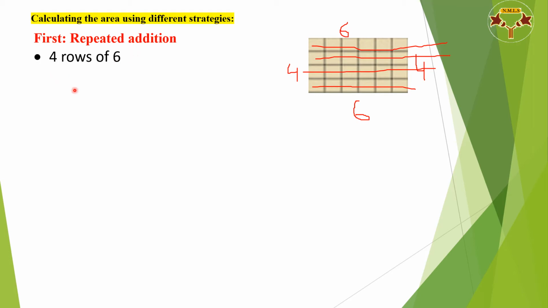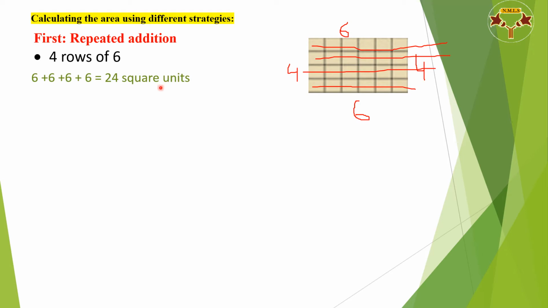Then we can say 6 repeated how many times? 4 times. 6 plus 6 plus 6 plus 6. 6 plus 6, 12. 12 plus 6, 18. 18 plus 6, 24. 24 square units.